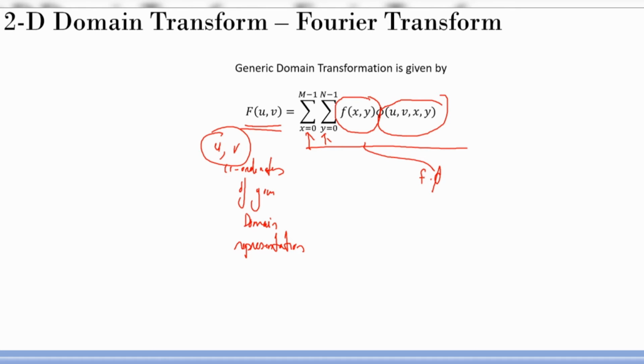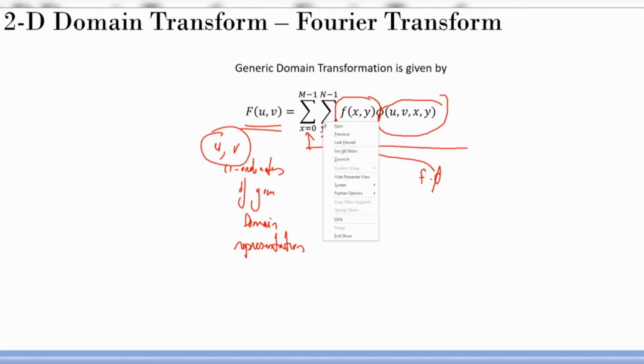Okay, so each pixel of f and phi are multiplied, and what you're doing is you sum it over all the pixels, and that single value, one value, will be kept at the coordinate location uv, and you repeat for other u and v, then your phi of xy will change, and then of course you repeat the same process and you create the domain representation of the image.